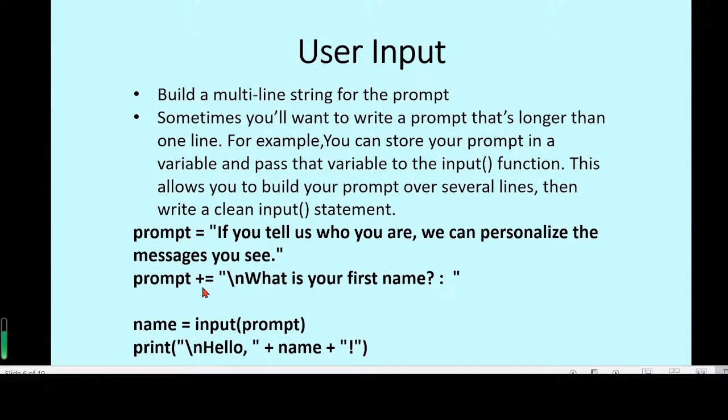Then we can use plus equal to add a new line with other information to this prompt variable. So next we can use the input function and pass in this prompt. So the user will see: if you tell us who you are, what's your first name, a two-line information prompt.